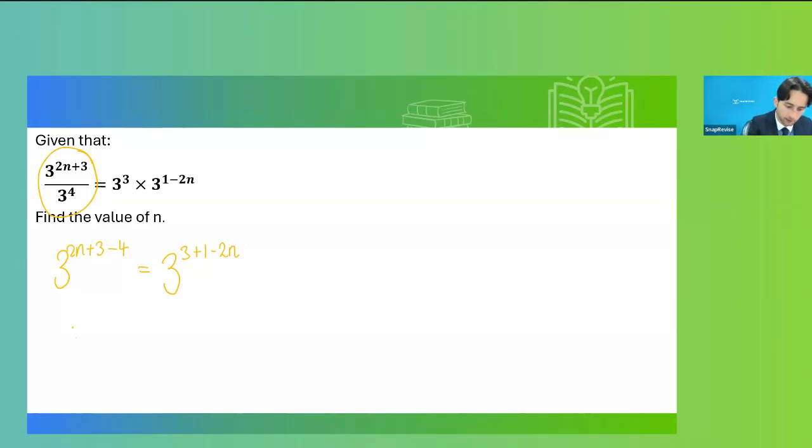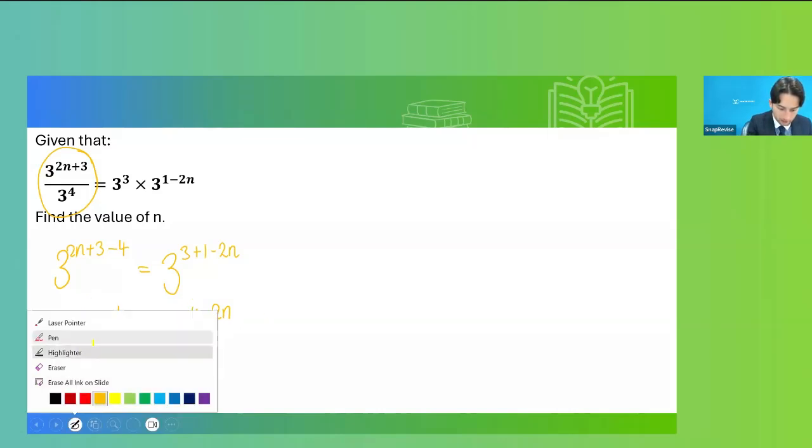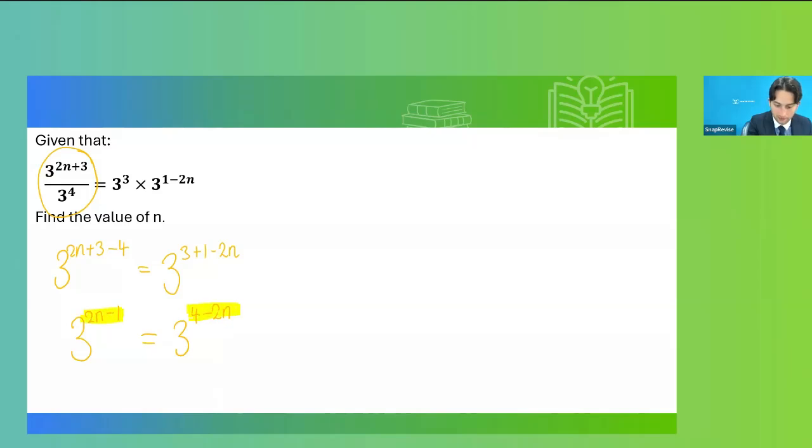Okay, now let's tidy this up a bit. And again, it's not too bad because at this stage we can ignore the 3, because it's literally 3 to the that equals 3 to the that. The two are equal. These two things must just be equal. So you could ignore the base and you can literally just go, let me highlight it. You could just say that equals that. And then it's a really easy linear equation to solve. So we could just say 2n minus 1 equals 4 minus 2n. And we solve for n.